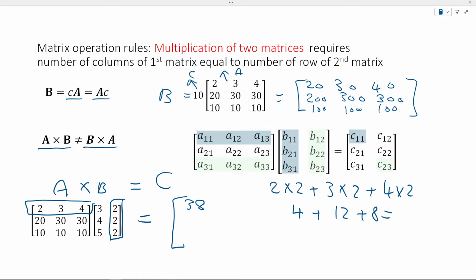No, sorry. 2 times 2, that's 4. 3 times 2, that's 6. And 4 times 2, that is 8. So that will give me 18. So this guy here is 18. Yeah. I mean, is this fun? It's fun. It's not difficult. Just make sure you don't make silly mistakes.